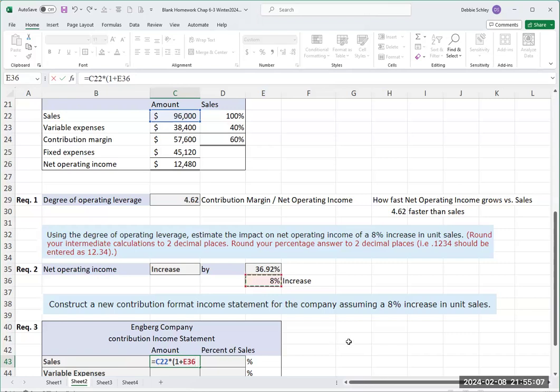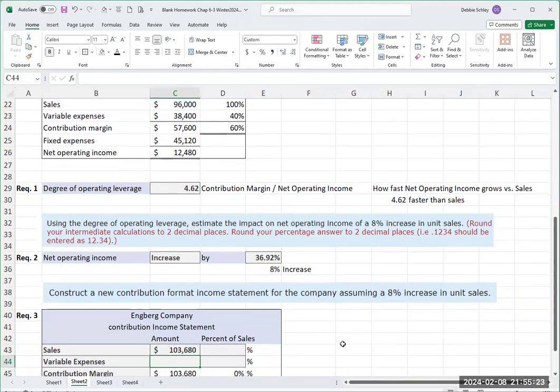Because I want to add all of total sales plus 8%. So that's why it's total sales times 1 plus the percentage increase. Close my parentheses. Okay. And as you're filling in this new contribution format income statement for required 3, right here they want to know, okay, what percent is sales of sales? Well, it's 100%. Sales is always 100%.